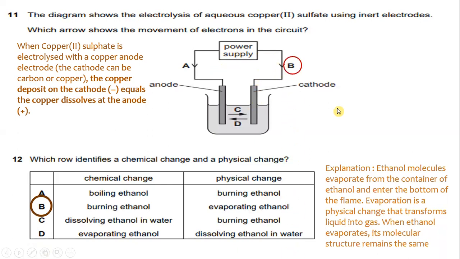Which row identifies a chemical change and a physical change? If you can see, ethanol molecules evaporate from the container of ethanol and enter the bottom of the flame. Evaporation is the physical change that transforms liquid into gas. So when ethanol evaporates, its molecular structure remains the same. So which row identifies the chemical change and the physical change? You can see the burning of ethanol is the chemical change, and the evaporating of ethanol is the physical change.